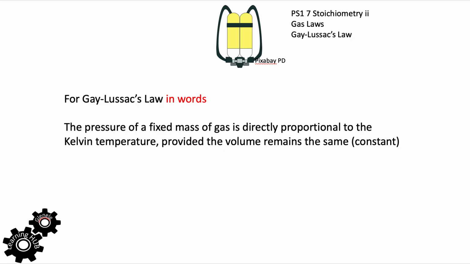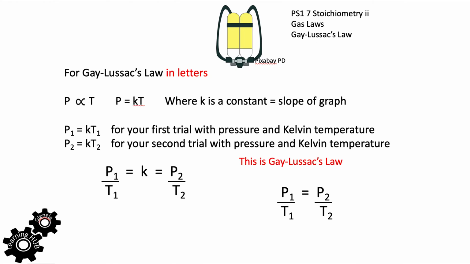And then in words: the pressure of a fixed mass of gas, same number of moles, is directly proportional to the absolute temperature, providing the volume remains the same. And then we can look in terms of mathematical relationships. Pressure is directly proportional to temperature, and that can be written as P equals kT, where k is a constant and it's the slope of the graph.